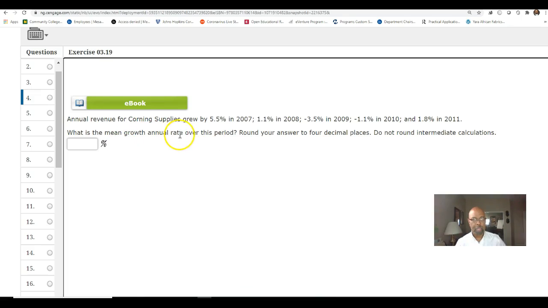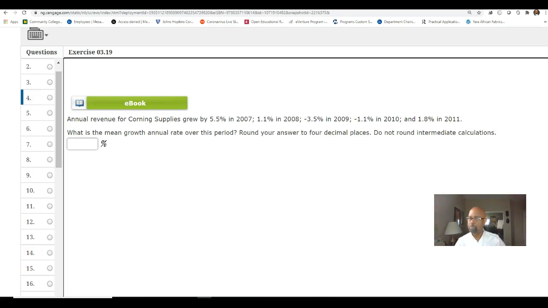The mean annual growth rate over a period of time is the same as the geometric mean. And they want the answer to 4 decimal places. They make a point of saying do not round intermediate calculations. When you're dealing with percentages, if you round the information too quickly, it can throw off your end result. So do not round your intermediate calculations. Don't round until the very end.